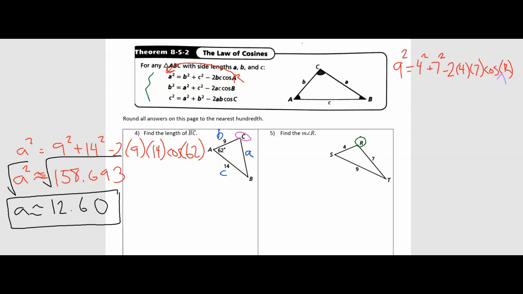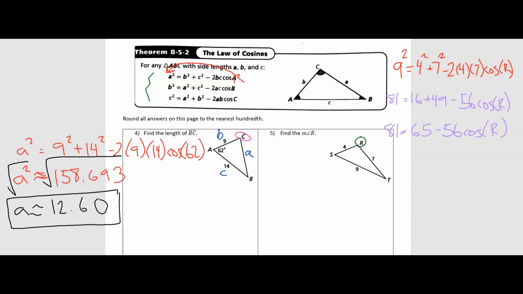Now we just have to go ahead and solve. And if you haven't tried to solve yet, again, I'd encourage you to pause the video and go ahead and do that, just to make sure you can handle the algebra. I get 81 is equal to 16 plus 49 minus 2 times 4 is 8 times 7 is 56, so minus 56 cosine of R. Now I should add 16 and 49 together. It's going to give me 65 minus 56 times cosine of R.